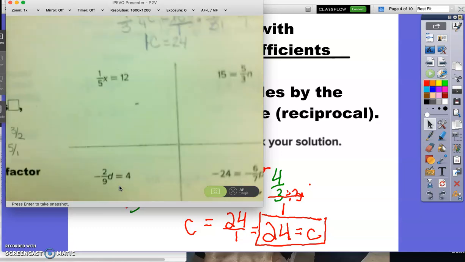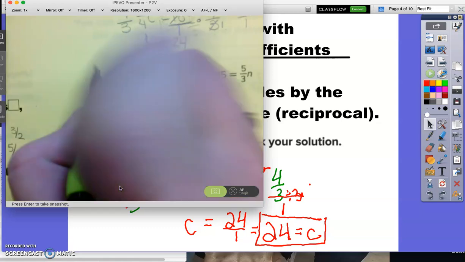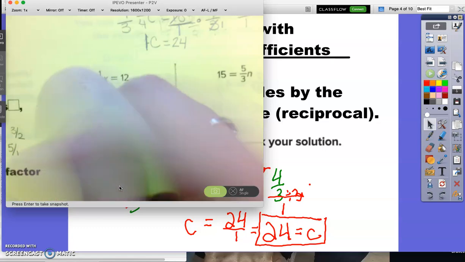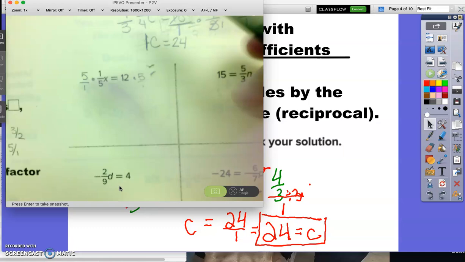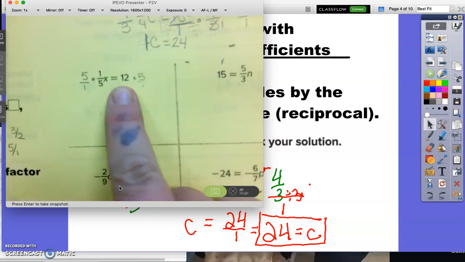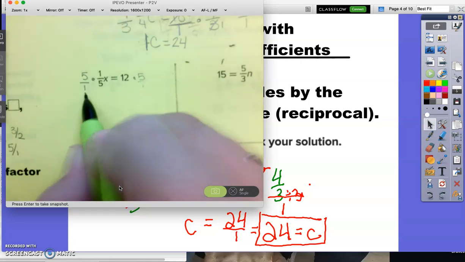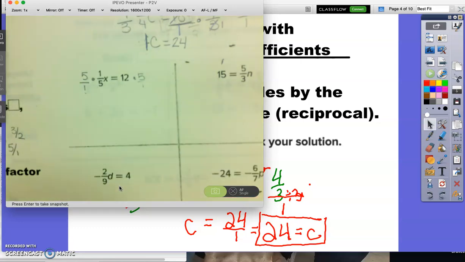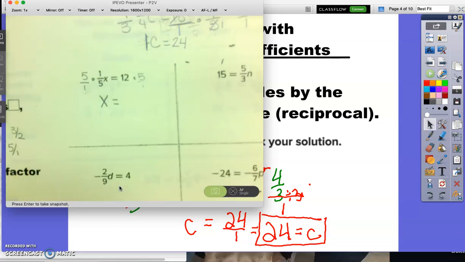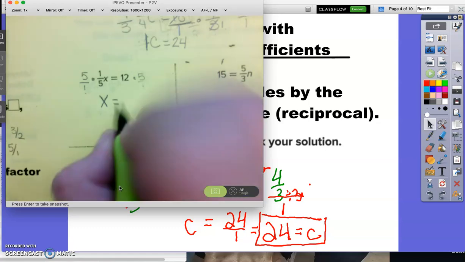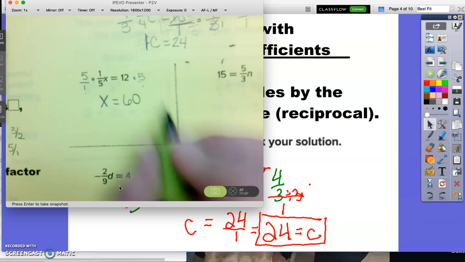Okay. My first problem is 1/5 x equals 12. Reciprocal of 1/5 is 5 over 1. So I'm going to multiply both sides by 5 over 1. 5 over 1 is just 5, right? So on this side, I don't really need that 5 over 1 because it's not a fraction. So this 5 over 1 times 1/5, it's reciprocals, so they equal 1. So this is just x, or 1x. And then 12 times 5 is 60. That is my answer.